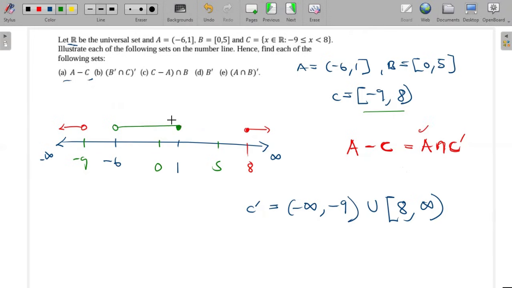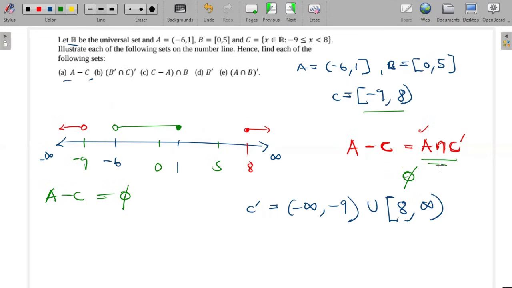So now here, intersection means the common parts. Those that are overlapping. Do you see any parts that are overlapping in these sketches that we've made? No, there's no part which is overlapping. So it means this A intersect C complement is actually empty. From this sketch, we can conclude that the answer to this A minus C is just the empty set, because we found that there is no intersection there.